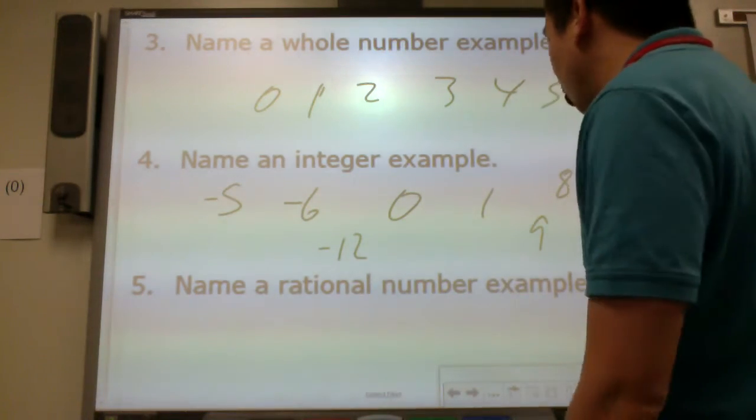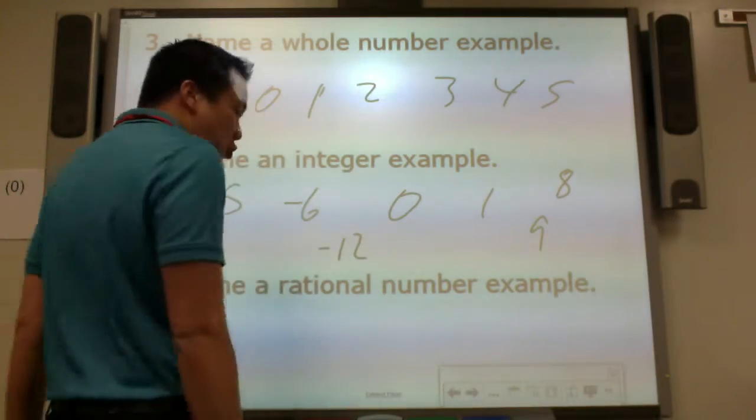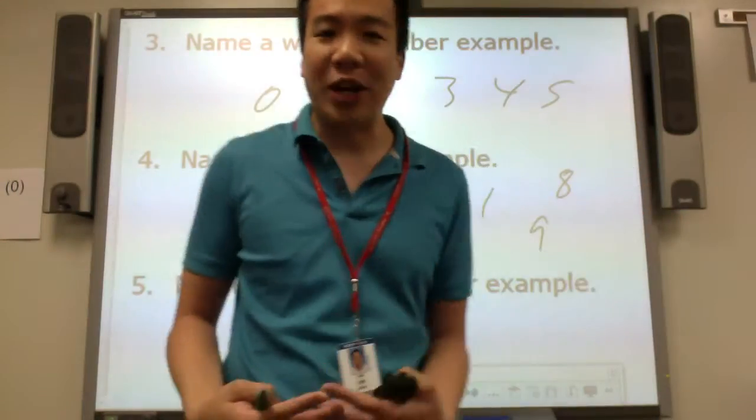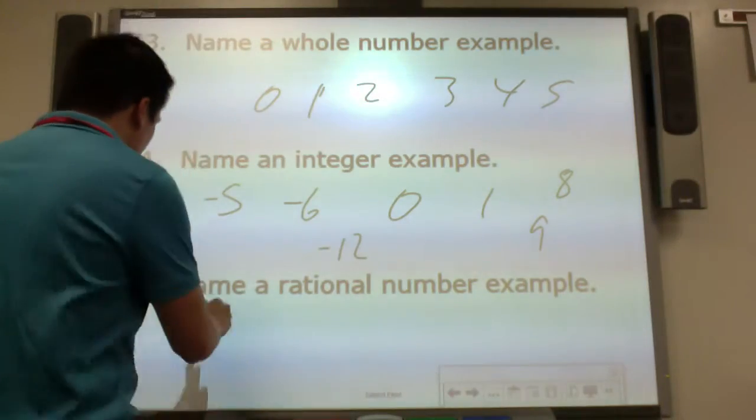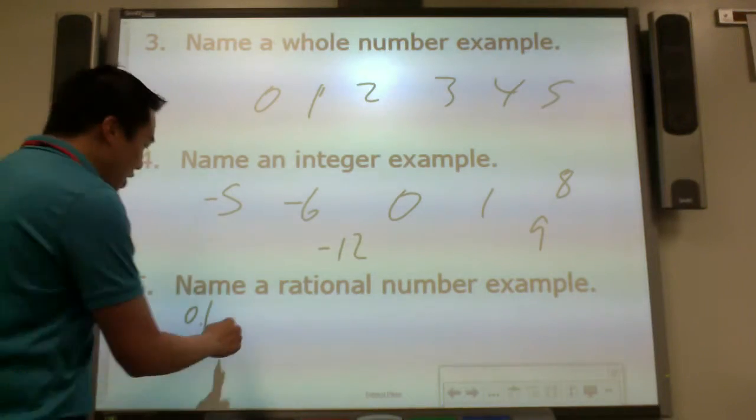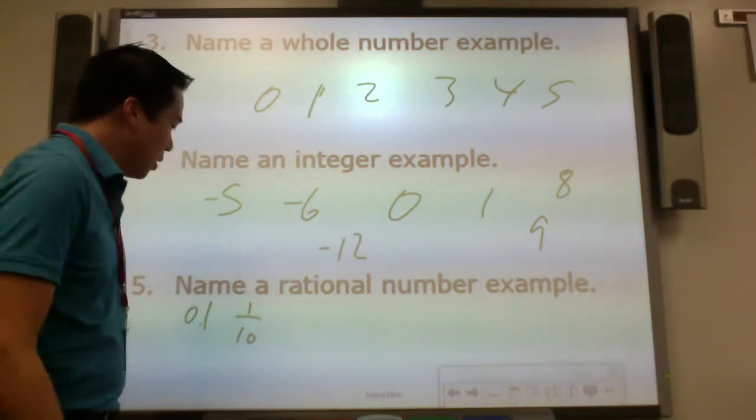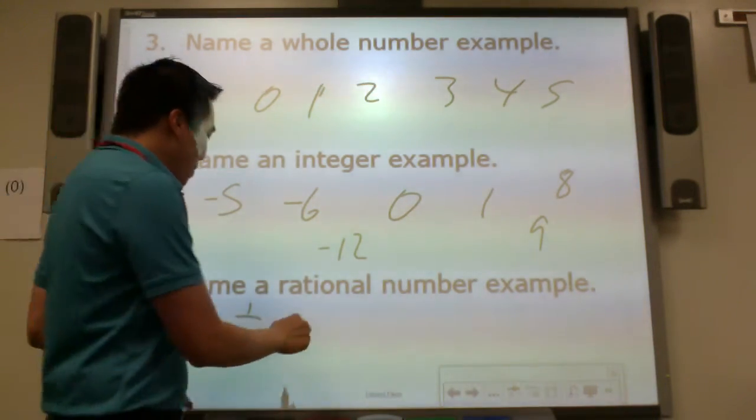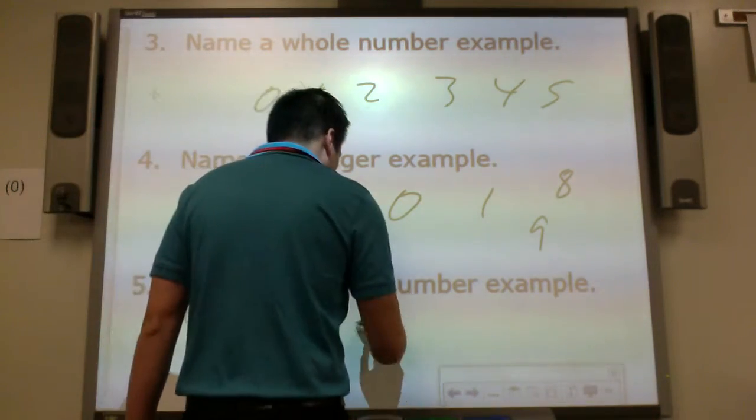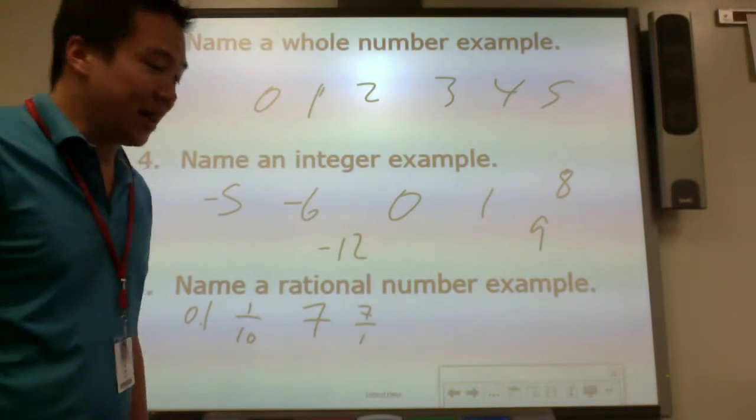Name a rational number example. What's a rational number again? A rational number is any number that can be written as a ratio or fraction. So 0 and 1/10. Can a decimal be written as a fraction? You bet you can. Well, that's a fraction. What about 7? Can the number 7 be written as a fraction? Can you do 7 over 1? Yes, you can. That's a fraction.